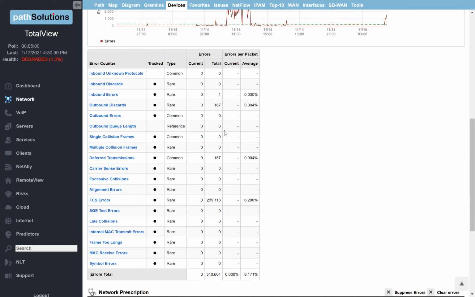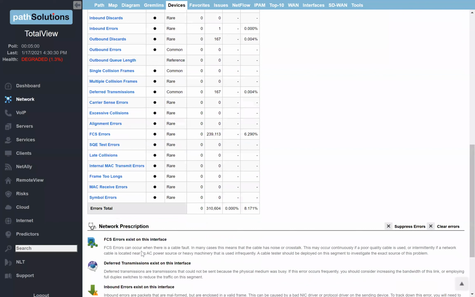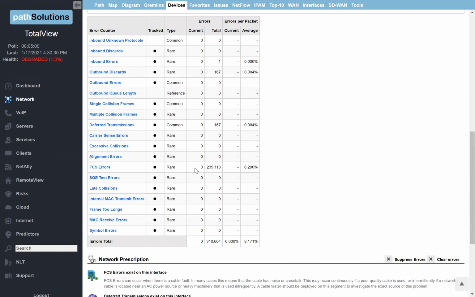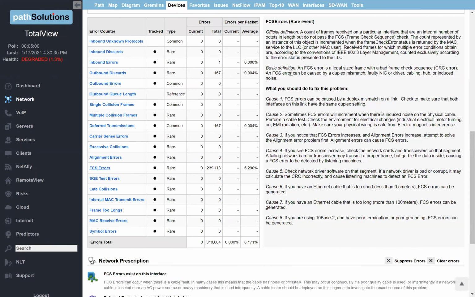Then we put together all of these error counters with our heuristics engine to analyze the presence of the error counters, the absence of the error counters, the interface type and configuration to come up with a plain English prescription. That way you get problems solved quickly because it's been pre-analyzed by the solution to be able to say, here's what you need to do to fix it. Now, if you want to learn more about these error counters, we have a built-in engineer's library. Click on the error counter, and it's going to give you the official IEEE definition, a more basic lay definition, and then all of the different causes as to where the problem can come from.